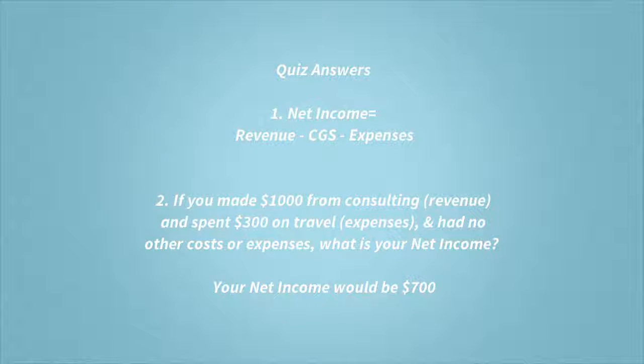The answers are net income equals revenue less cost of goods sold less expenses. The second question is, if you made $1,000 from consulting revenue and spent $300 on travel expenses and had no other costs or expenses, what is your net income? Your net income would be $700.